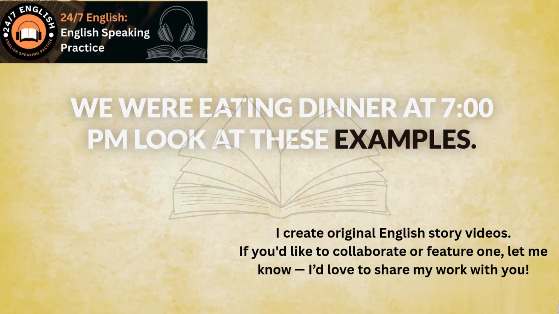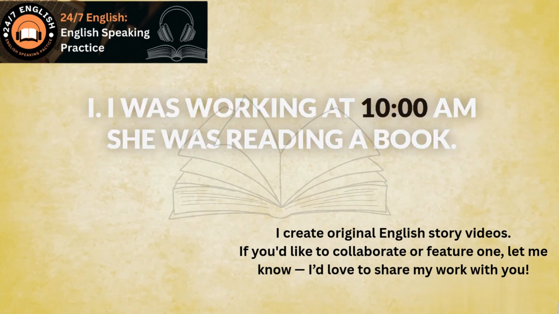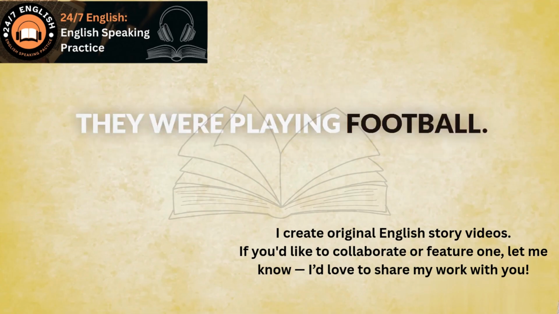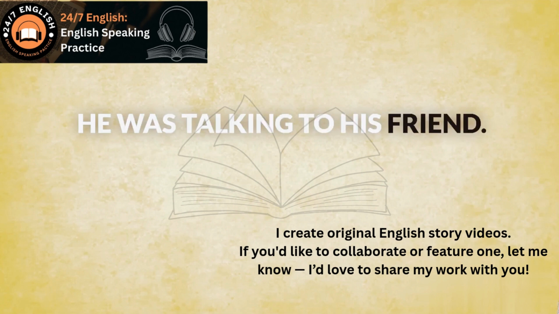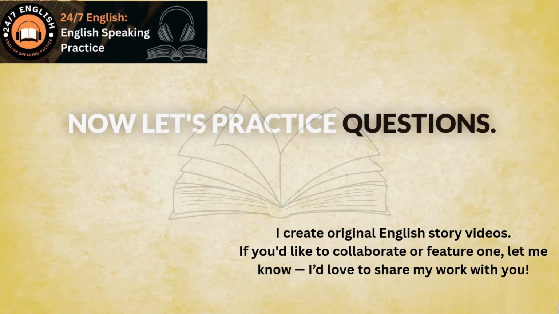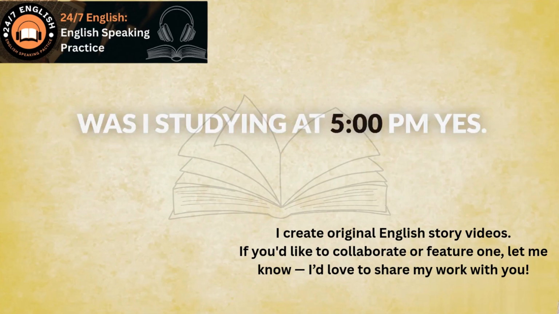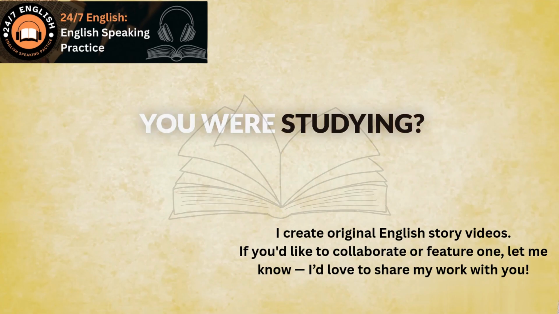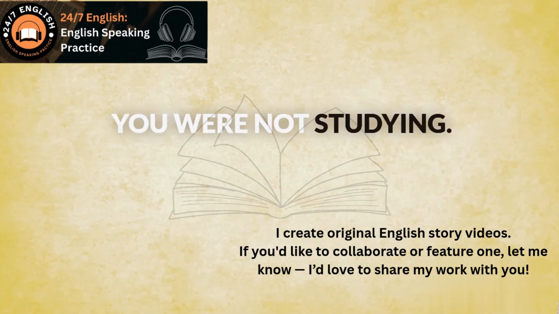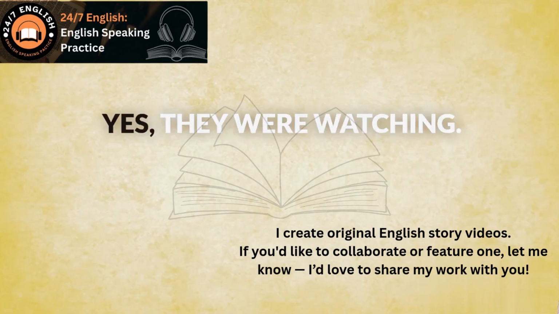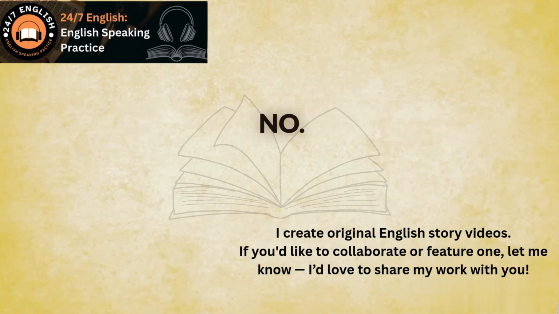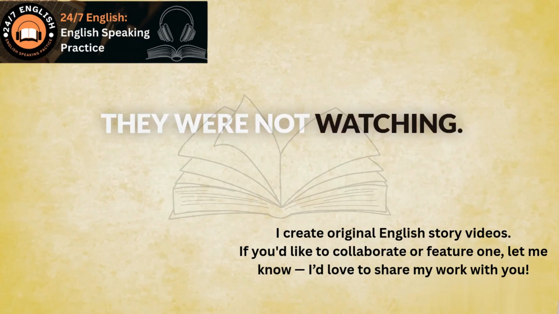Look at these examples. I was working at 10 a.m. She was reading a book. They were playing football. We were eating lunch. He was talking to his friend. Now, let's practice questions. Was I studying at 5 p.m.? Yes, you were studying. No, you were not studying. Were they watching TV? Yes, they were watching. No, they were not watching.